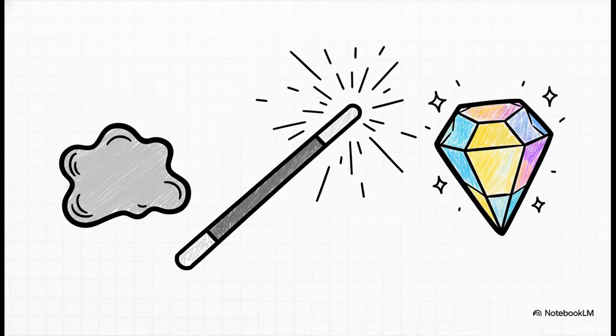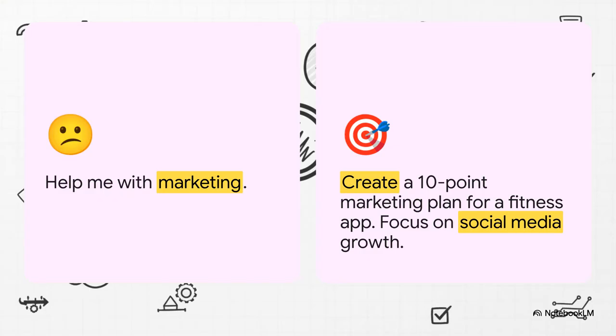So, theory is great and all, but let's see this framework actually in action. We're going to take a really weak prompt and transform it into a powerful, precise instruction. This is where it all comes together. On the left, we've got that classic weak prompt, help me with marketing. It's vague, there's zero context, zero structure. The AI has no choice but to give you a generic, useless essay.